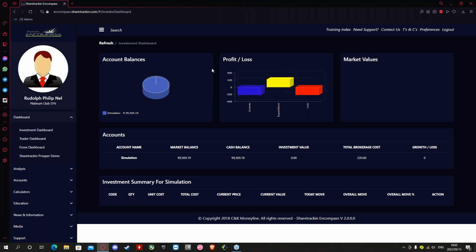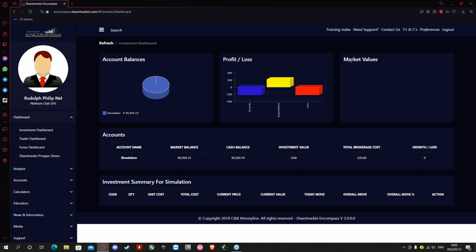Then on the right hand side, it will show you your profits and your losses. So it will show your income, how much money you've brought in, your expenditure, how much money you have spent, and then obviously your loss or your growth. So if you've made any money, it will go green, and it will show growth instead of loss. In this case, it's showing a loss because we haven't made anything yet.